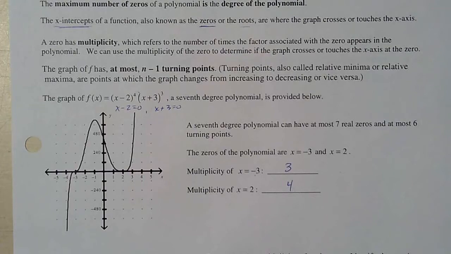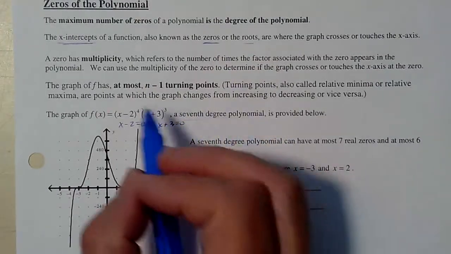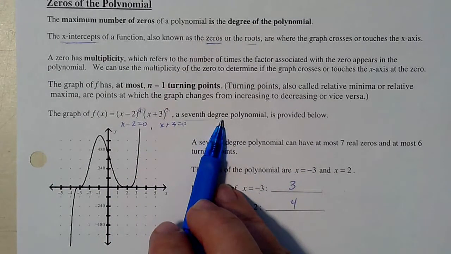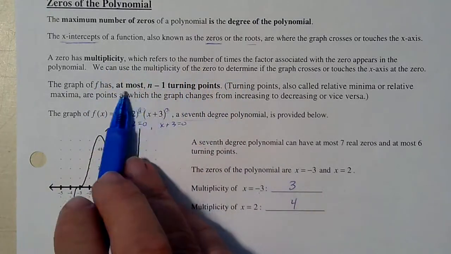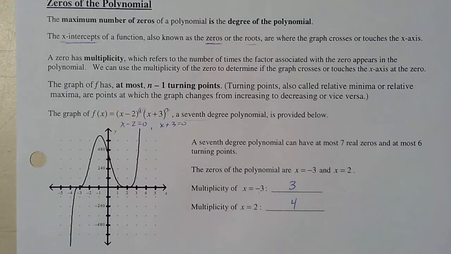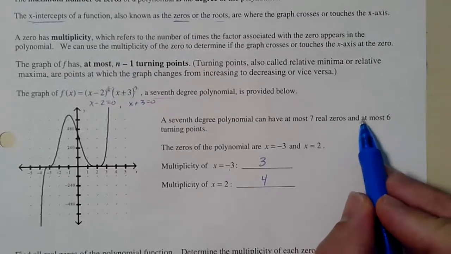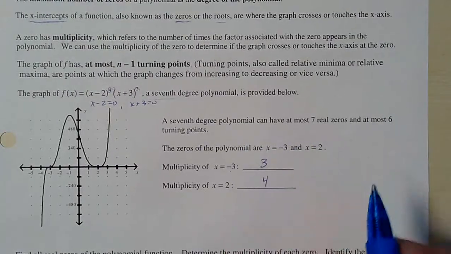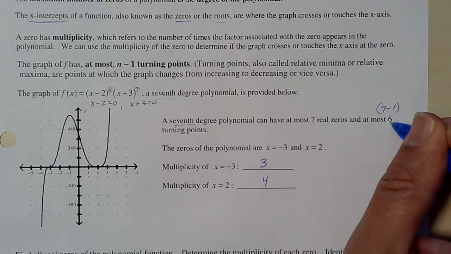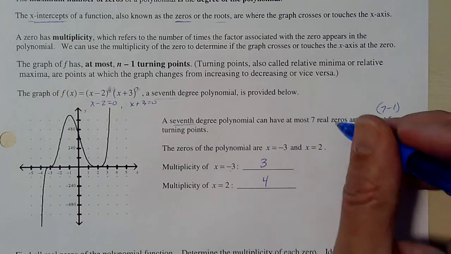All right, and we know this is a 7th degree function because we can add those exponents. We don't have to multiply it all the way out. 4 plus 3 will give us the fact that it's a 7th degree polynomial. One other thing I skipped here: at most, it can have n minus 1 turning points. That's why it says it can have at most 6 turning points. You simply take the degree of the function and do 7 minus 1, right? 6 turning points it could have. It doesn't have to have that many. It's the most it could have.